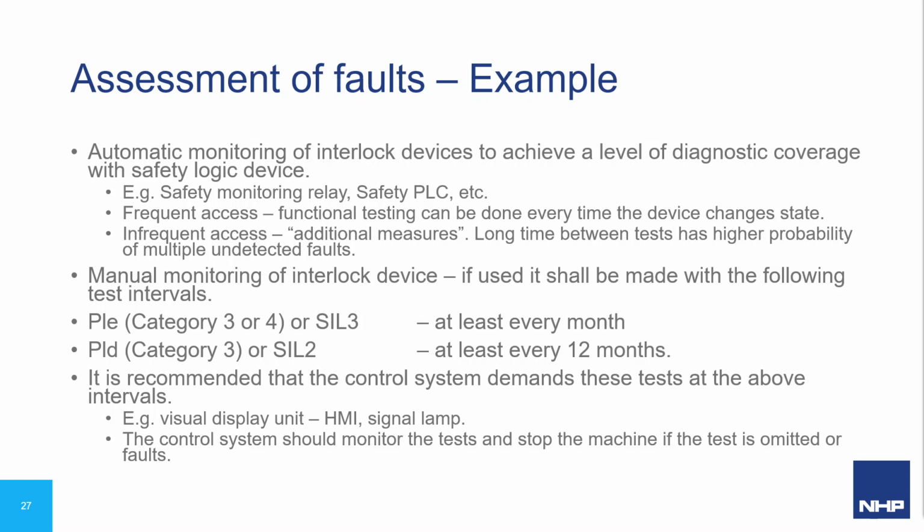If the guard is only operated rarely, there is a chance that multiple faults could develop over time between operations of the guard. So in this case, additional measures may be required, such as cyclic testing, to ensure that the guard is properly monitored. If manual cyclic testing of the guard is required, then there is some guidance in the standards on how often this should be performed. For the highest risk applications, like PLe, you should cycle and test the guard switches at least once every month, whereas for a lower risk application, PLd, at least once every 12 months. It is recommended that the control system keeps track of the process and prompts the operator to perform the manual checks at the appropriate intervals.